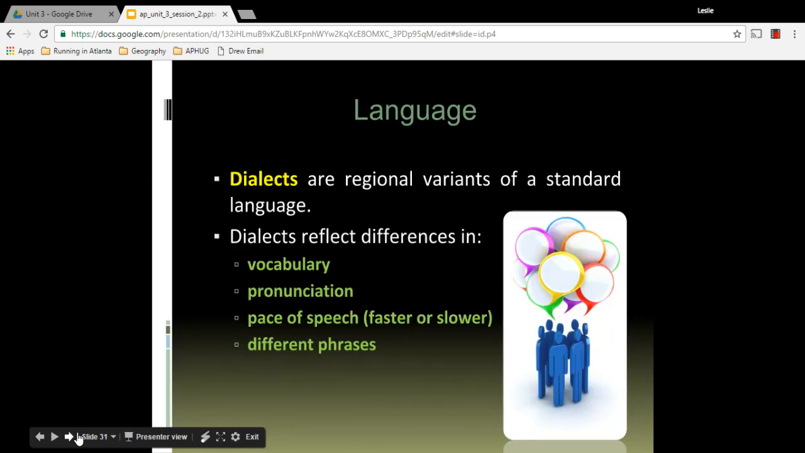Dialects are regional variants of a standard language. Dialects reflect differences in vocabulary, pronunciation, pace of speech, faster or slower, and different phrases. If you think about American English, there is a difference between American and British English. Even within American English, you have a Southern dialect, which is slower, and you have a Northeastern dialect, which is faster, and you even have some vocabulary differences between these two regions.